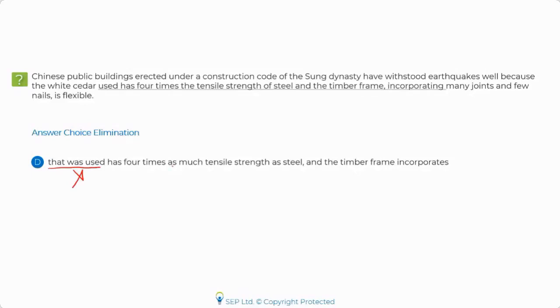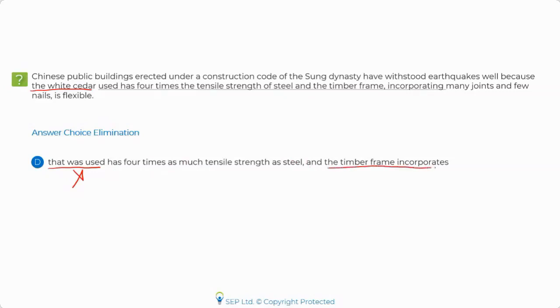"Has 4 times as much tensile strength as steel." This is fine. All right. It has 4 times as much strength as steel. "Has" should be here. Of course, even if you don't write that, it's all right. If you really try to understand, we are saying the white cedar has 4 times as much strength as steel. "Has" is actually required.